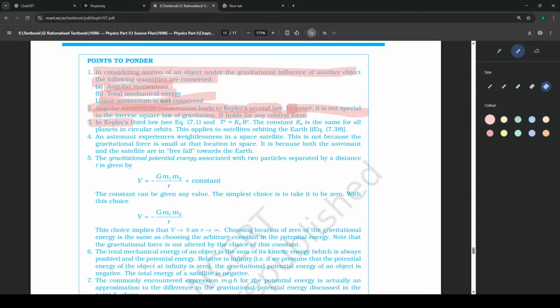In Kepler's third law, that is, T square is directly proportional to R cube, the constant Ks is the same for all planets in circular orbits. This applies to satellites orbiting the Earth. An astronaut experiences weightlessness in a space satellite. This is not because the gravitational force is small at that location in space. It is because both the astronaut and the satellite are in free fall towards the Earth.